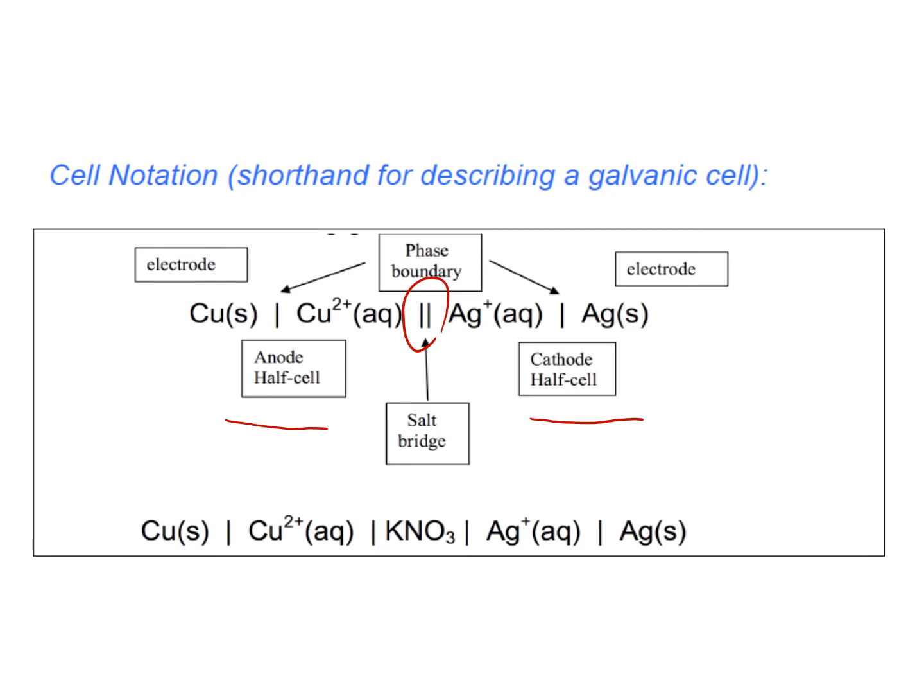Okay, so basically if you include the ions in the salt bridge, in this case it is the potassium nitrate. But usually it's not indicated anymore. So just the double bar. Okay.